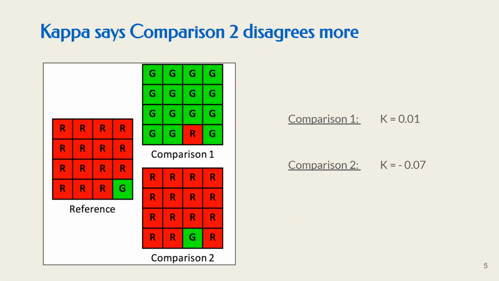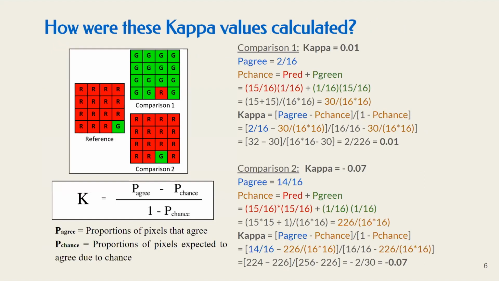The kappa statistic tells a very different story. Comparison 1's kappa value is 0.01, while comparison 2's kappa value is negative 0.07. This suggests that the comparison 1 grid is more similar to the reference grid and therefore more accurate, something we know is not true from the previous slides. Let's take a look at how those kappa values were calculated.